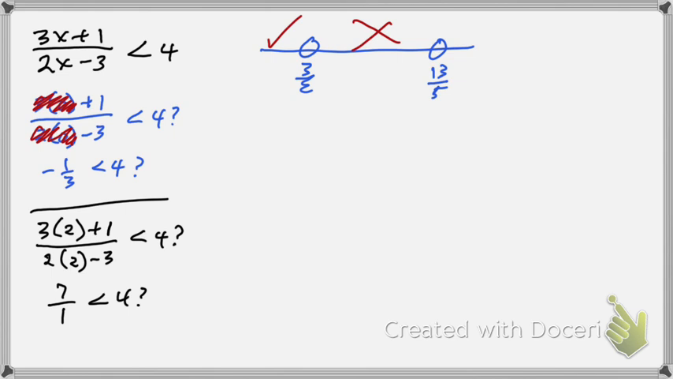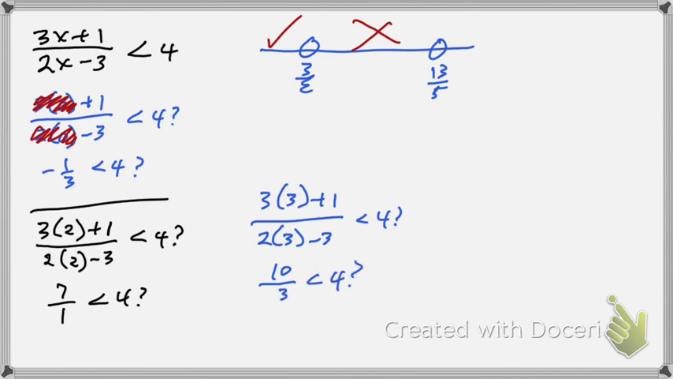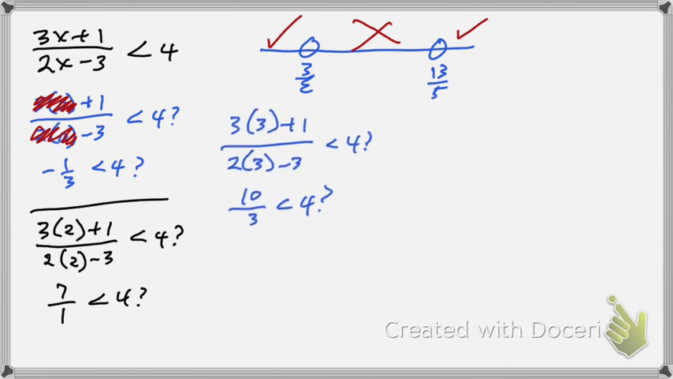Then I need a number bigger than 13/5. 13/5 is 2.6. So 3. All right, so I've got 3 times 3 plus 1 over 2 times 3 minus 3, less than 4. So I've got 10. 6 take away 3 is 3. So 10/3 is 3 1/3. Yeah, that's less than 4. Got it kind of mapped out here.